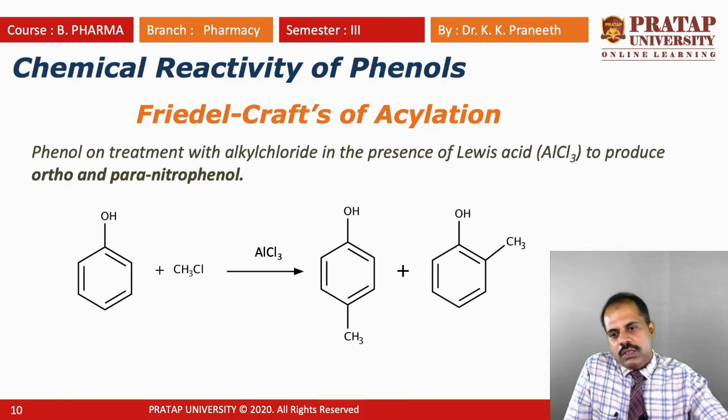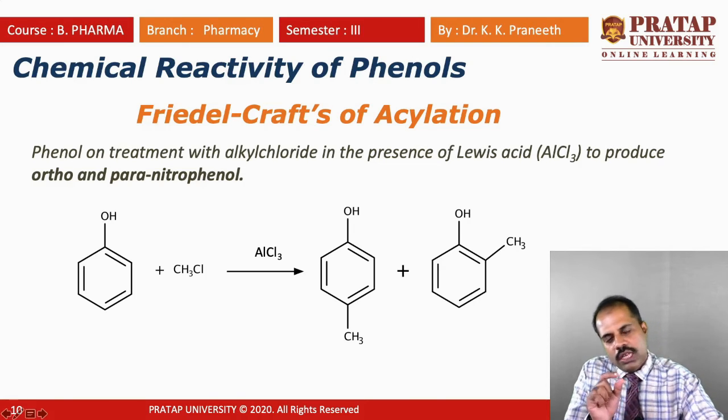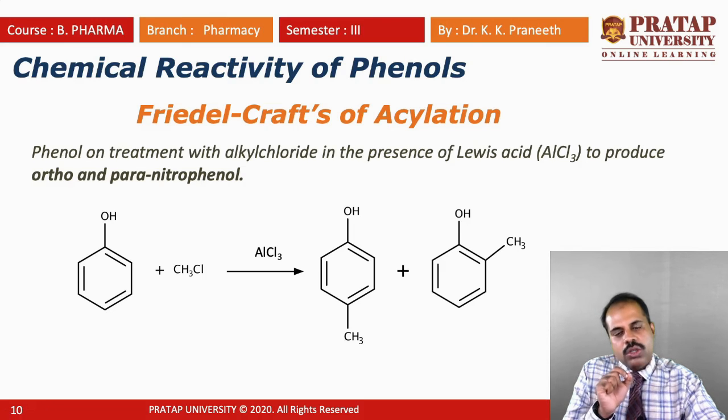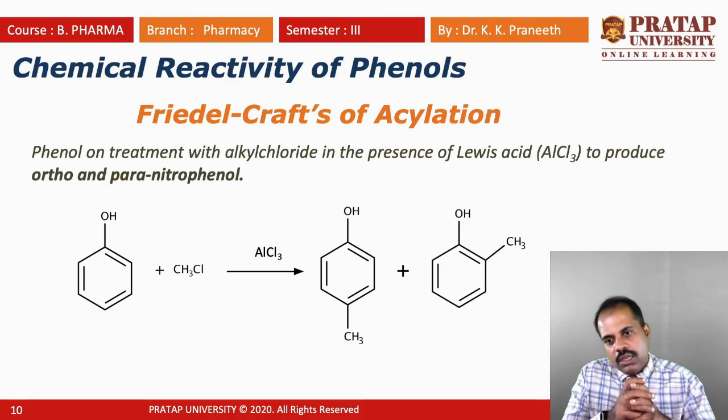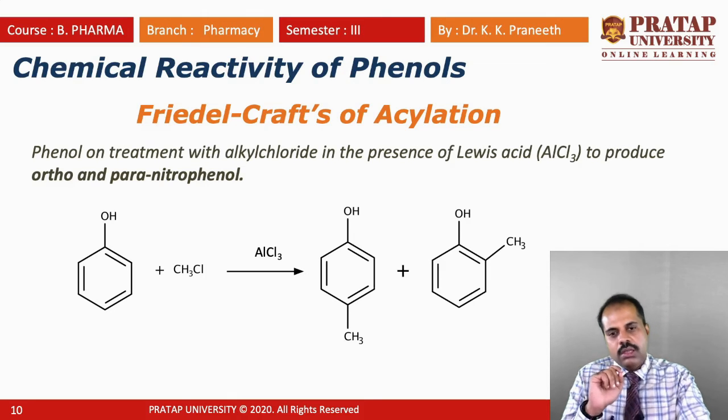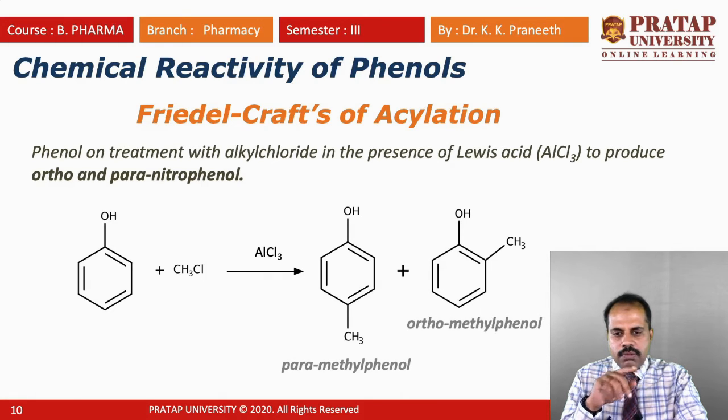If instead of methyl chloride you use ethyl chloride, you will get ortho-ethylphenol and para-ethylphenol, two products. If you change the CH3 to an isopropyl group, isopropyl chloride, we will get ortho-isopropylphenol and para-isopropylphenol. Like that, we change the CH3Cl to other groups and get the corresponding substituted phenol. So this example we have seen.